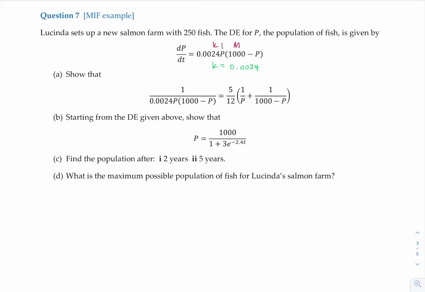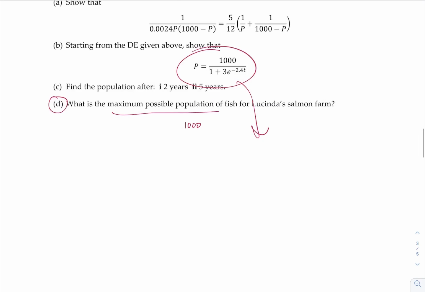This is k, p, m minus p, right? Took the maximum. So the answer is 1,000. But let's just look at it from this point of view. And I'll just get this question out of the way first.